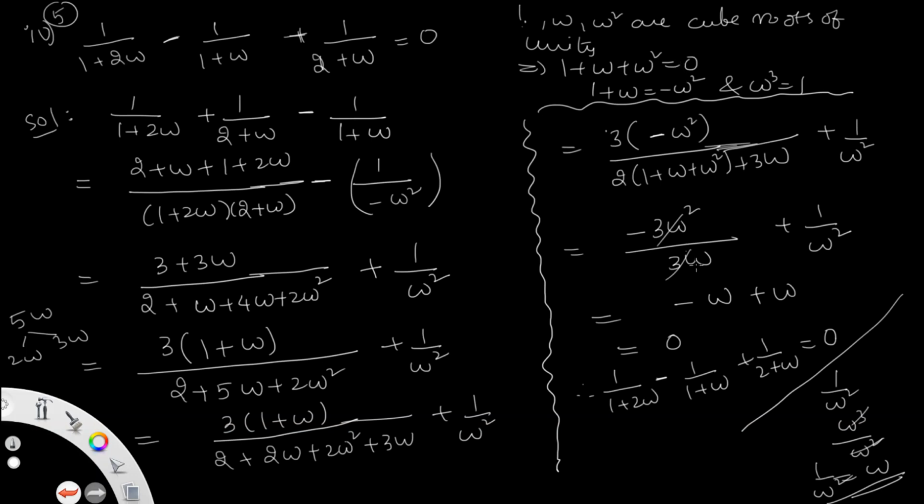Then you get 3 omega in denominator. Numerator minus 3 omega square. Then you get minus omega plus 1 by omega square, nothing but omega. Minus omega plus omega, nothing but 0. So therefore the given expression is equal to 0. This is question number 5, fifth bit, fourth question.